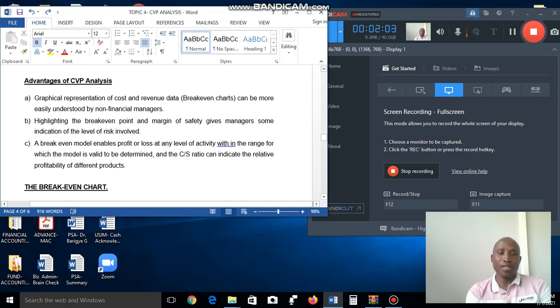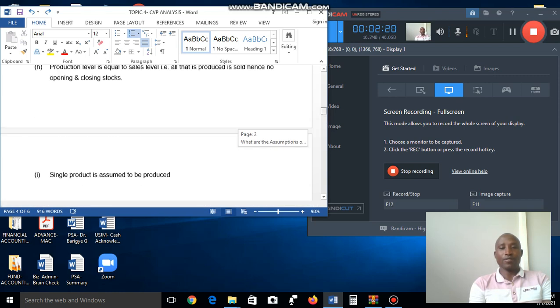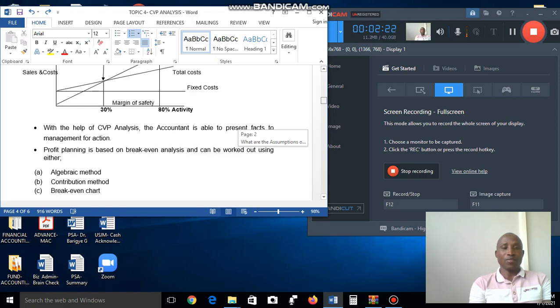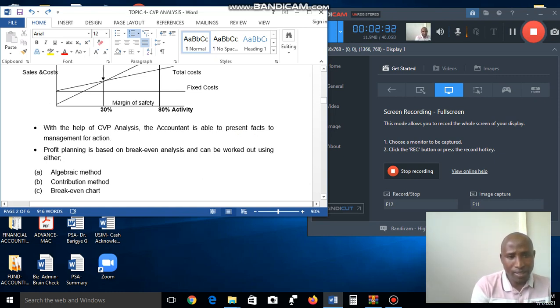Highlighting the break-even point and margin of safety gives managers some indication of the level of risk involved. So here we have what we call the margin of safety. When you talk of margin of safety, it is the difference between the current level of activity and the break-even activity. The difference between 80% and 30% is what we call the margin of safety, the gap here.